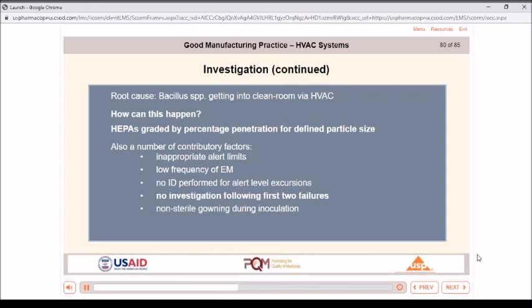There were also a number of contributory factors that added to the risk. 1. The frequency of EM was very low. 2. There was no identification performed unless an action level excursion occurred. No such excursion occurred. 3. The alert level and the action level limits were inappropriate.